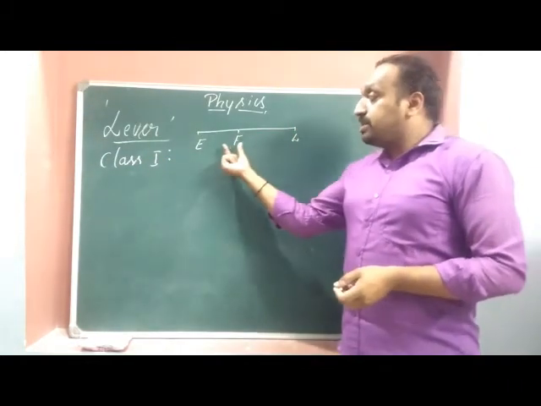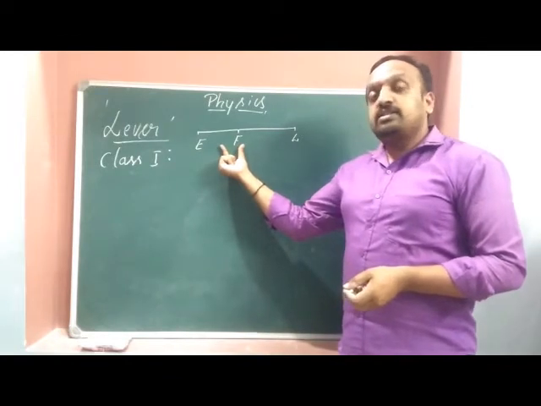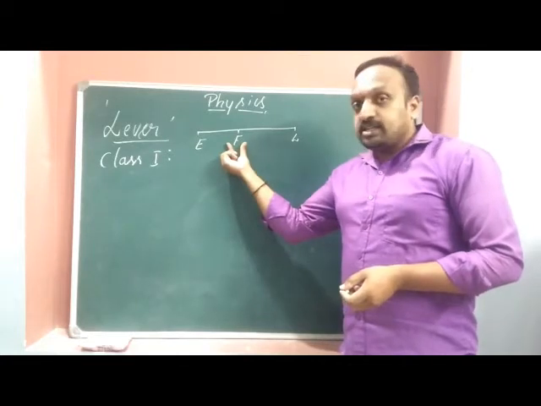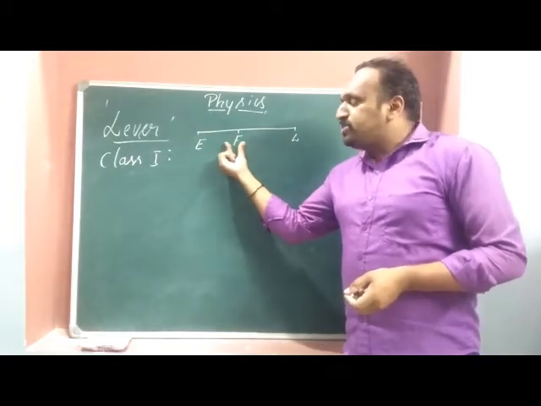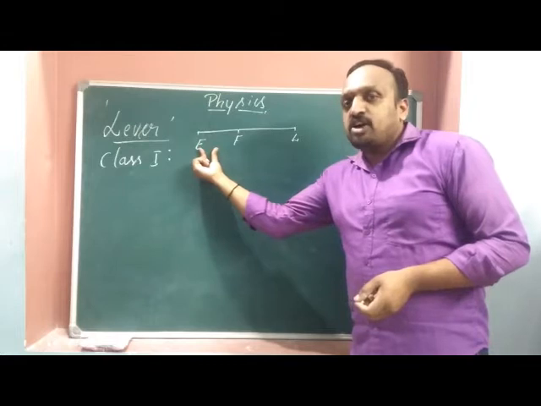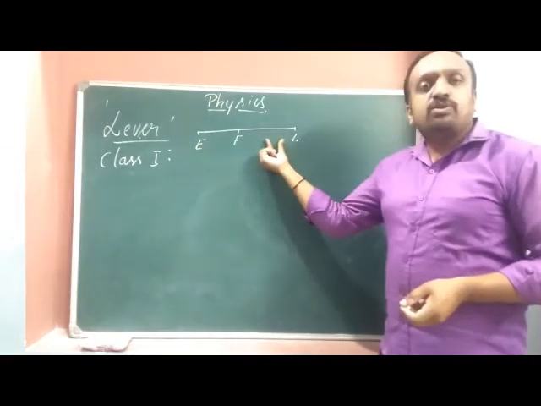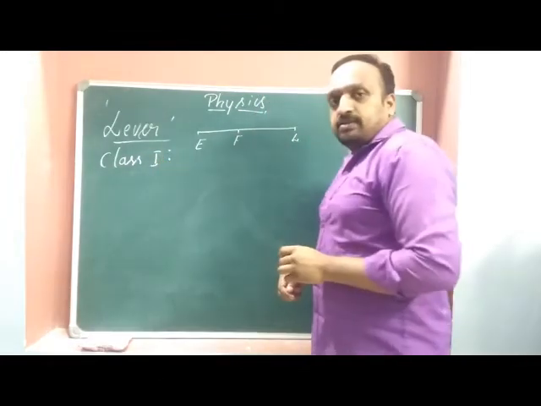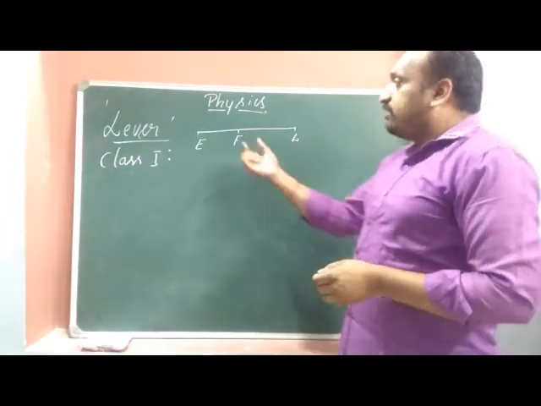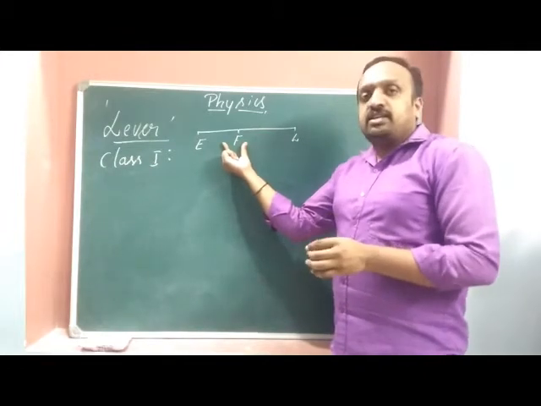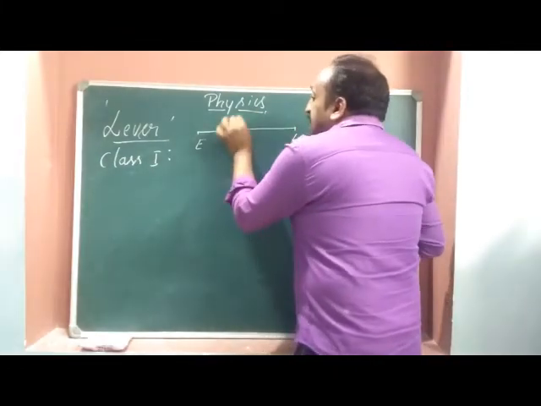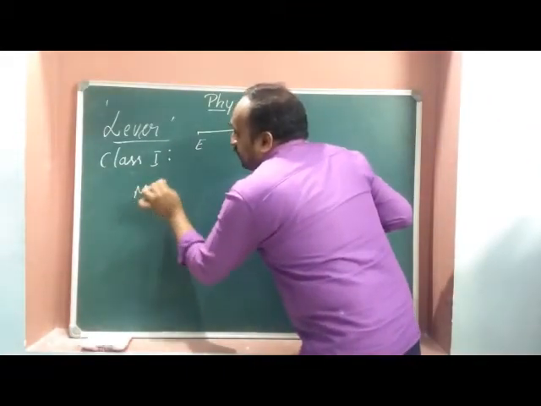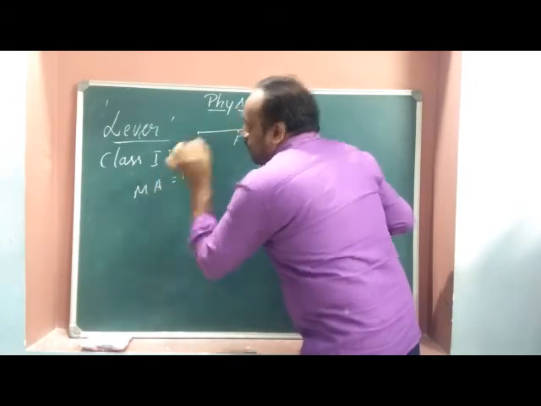If the fulcrum is in between, there are 3 chances. One, it is exactly at the center, or it is very close to the effort, or it is very close to the load. So I said this class 1 lever in which the fulcrum is in between. So what happens if it is exactly at the center? Then the mechanical advantage is equal to 1.